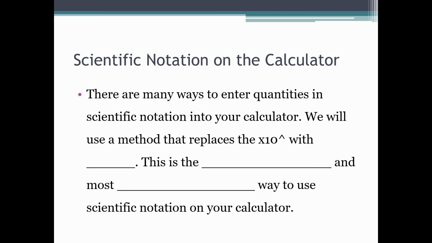To be fair, there are lots of ways to do it. I'm going to recommend you use exactly one way. That is a method that replaces the whole times 10 to the with E. Not just any old E, a very specific E. This is going to be the safest and most efficient way to use scientific notation on your calculator.